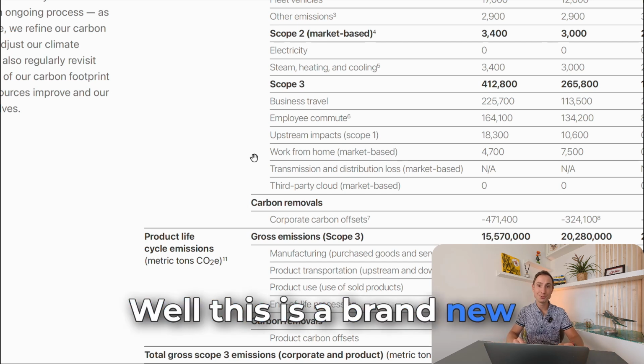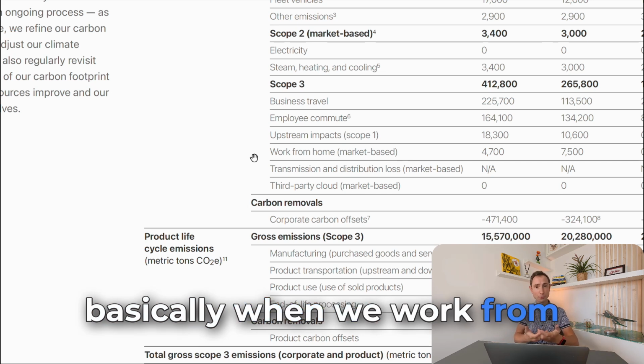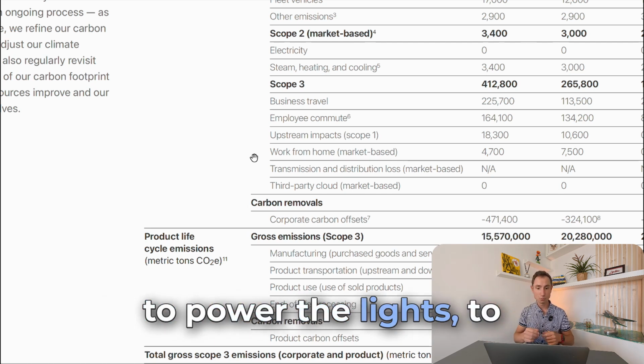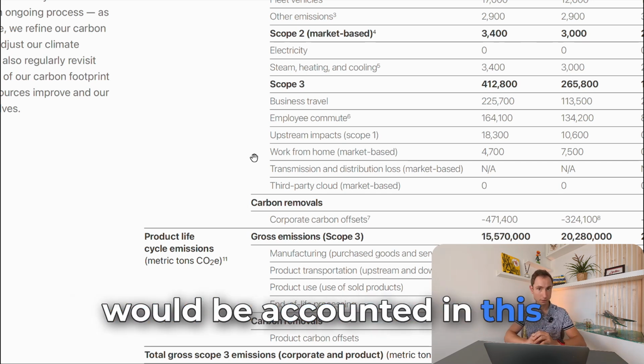Work from home. Well, this is a brand new category from COVID-19, but basically when we work from home, like I'm doing right now, the energy used to power the lights, to power the computer and so on would be accounted for in this category.